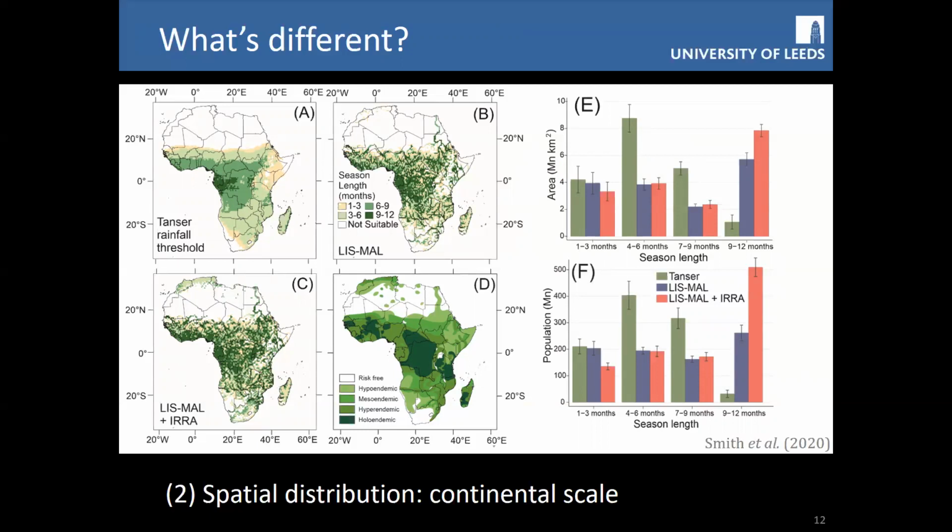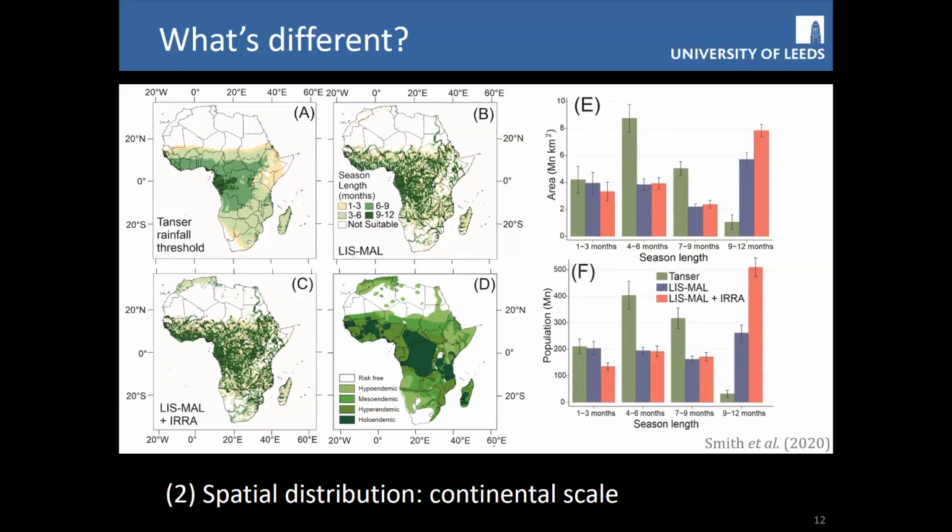So on the graphs on the far right-hand side, the green bars represent the area and population according to the rainfall threshold. The blue are those with our new hydrological model, and the red are when you add irrigation into that as well. And you can see with the irrigation, you get much more year-round suitability. There's not really a true data set that we can test this against because it's just climatic suitability for malaria transmission. It doesn't mean that it actually has to take place.